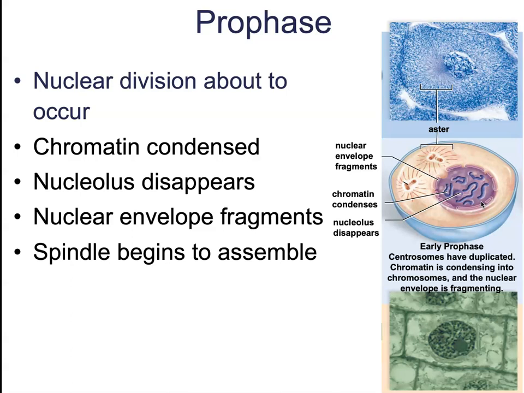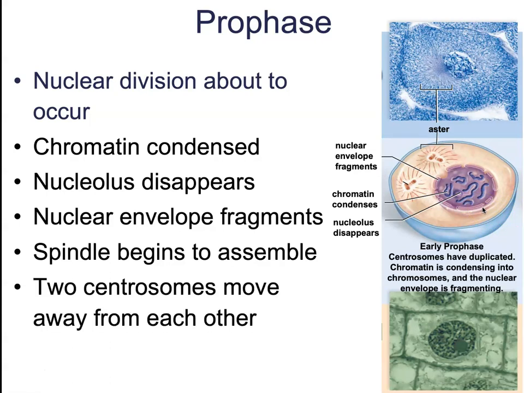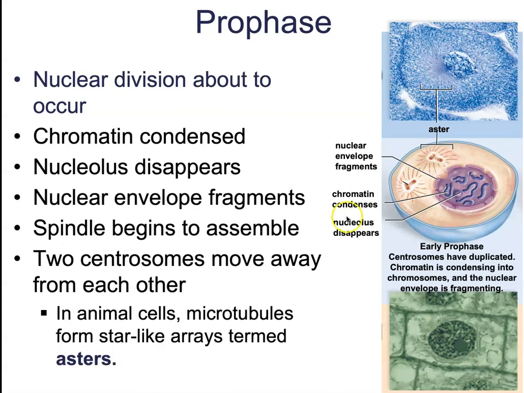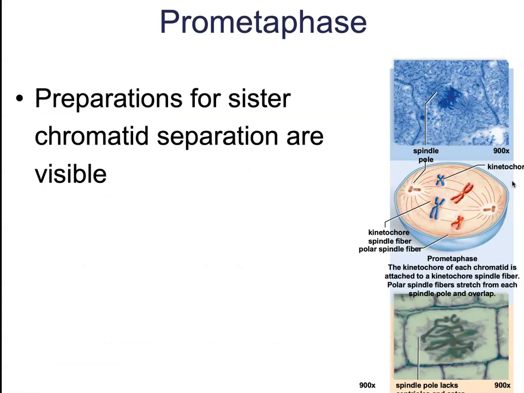The spindle fibers are going to begin to form. That's what are known as these asters over here. These are going to be our centrosomes. They're going to be responsible for organizing the main event, and they're going to start to assemble their spindle fibers. Two centrosomes are going to move away from each other. We started off over here in the single corner, but we're going to have to move to opposite poles of the cell in order to direct this process.